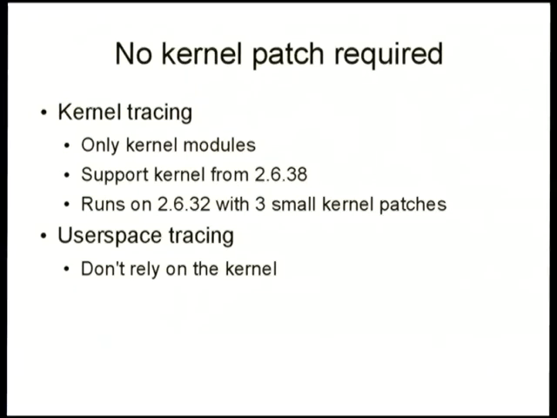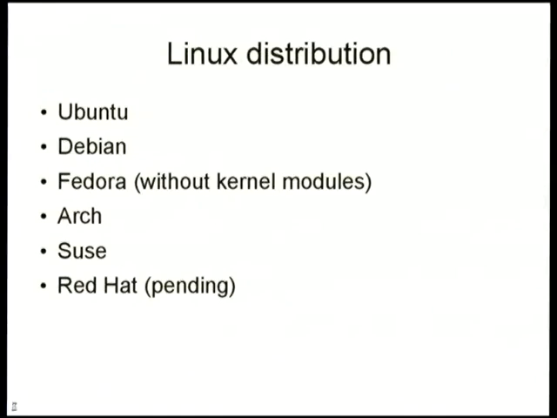If you need user space tracing and just want to trace your application, forget about the kernel module, it all runs in user space, and you can install it directly on your system. We are in almost every distribution: Ubuntu, Debian, Fedora. Fedora doesn't have the kernel module because of the distribution's policy, but you can install it quite easily. Arch, SUSE, and Red Hat is still pending, but should be in the next release.